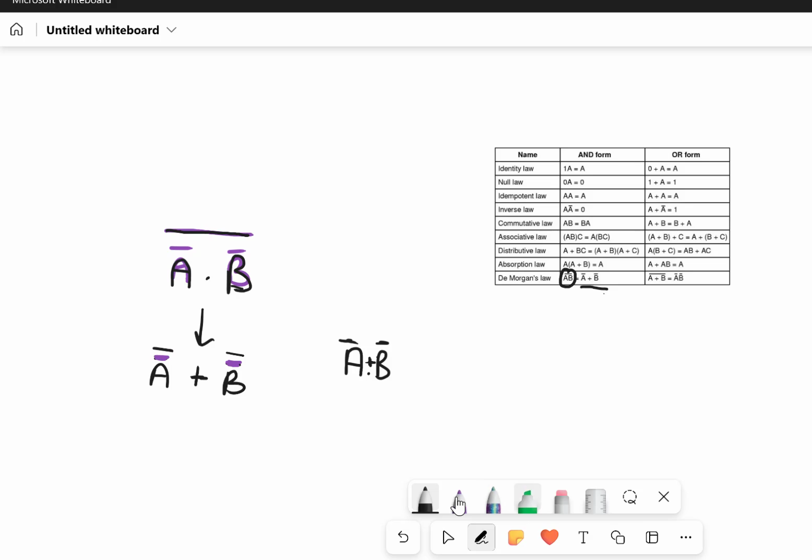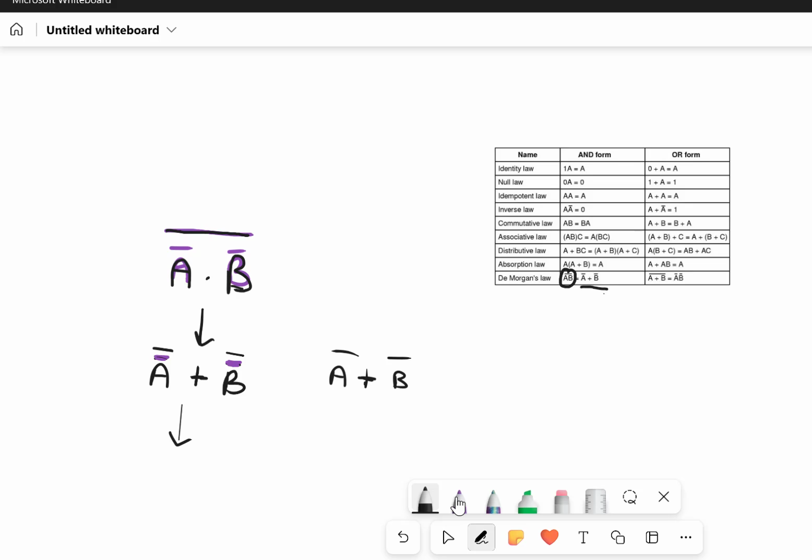Did I say AND? I meant line. And we get the AND gate. Let's try that again. Boom, boom. A dot B. Well, sorry, it's not all. So we've taken this and we've turned it into this. That's step one.